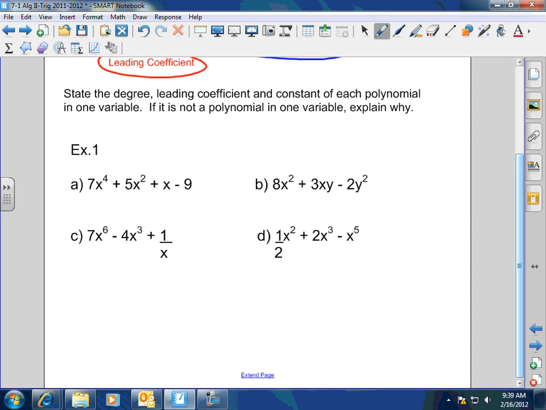So let's just go ahead and call degree A, lead coefficient B to make our lives easier, and constant C. So I've got A, B, and C. So what will my lead coefficient be here? 7. Excellent.